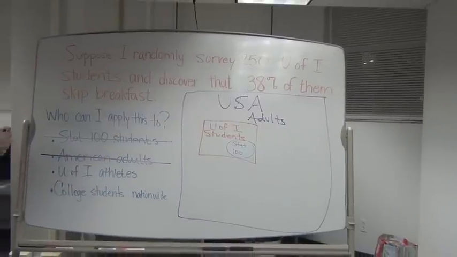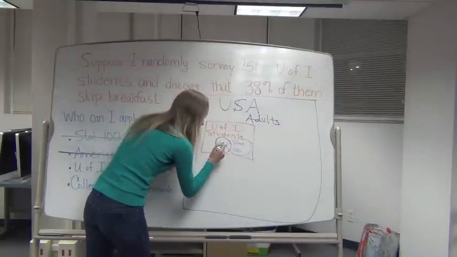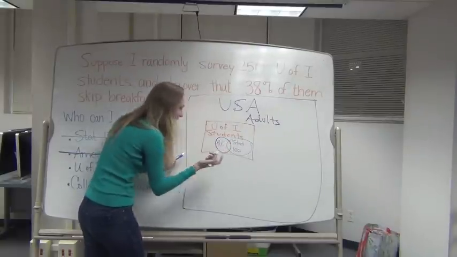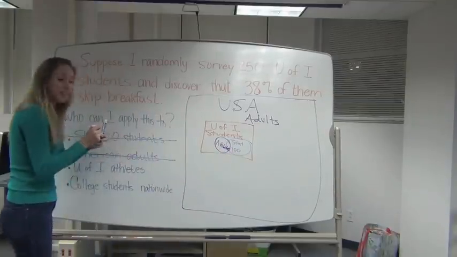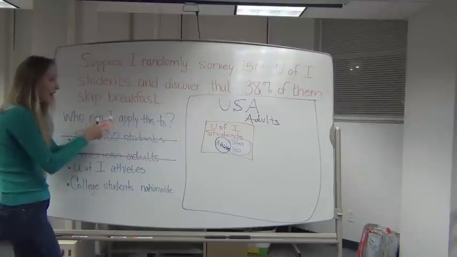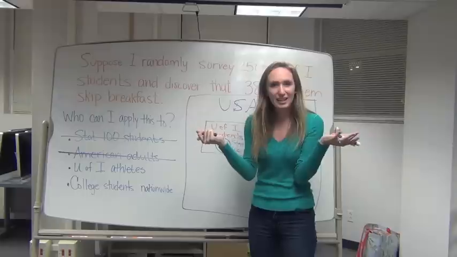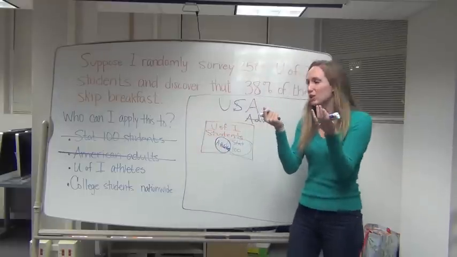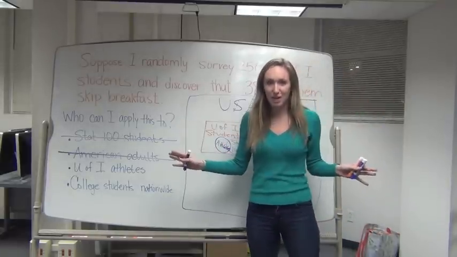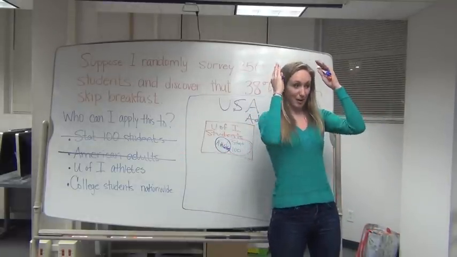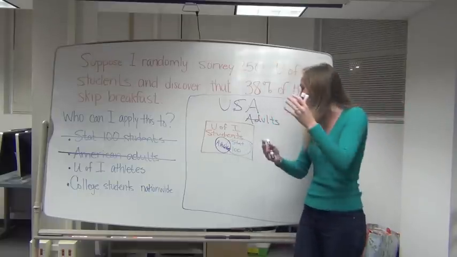The next one, U of I athletes. Well, U of I athletes is probably going to be something like this. It's a small elite group of athletes who are able to compete at a D1 level. So I have my athletes right here. And is that really... are U of I students and U of I athletes really the same thing? No. U of I students as a whole contains a much broader spectrum than just these elite physical specimens that are able to compete so well at a college level.